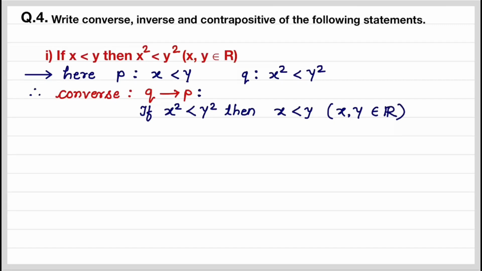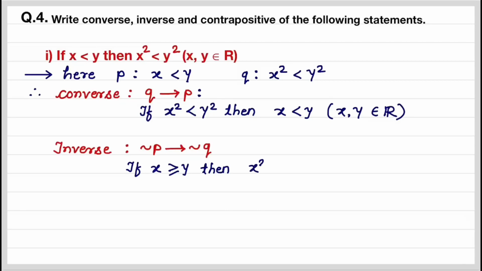Next one is inverse. Inverse is given by negation of P implies negation of Q. Here P is x less than y. Its negation will be x greater than or equal to y. And Q is x square is less than y square. Its negation is x square is greater than or equal to y square. So the inverse is: if x is greater than or equal to y, then x square is greater than or equal to y square, for x and y belonging to R.